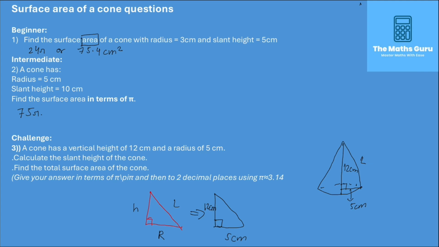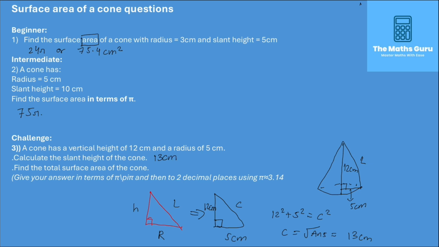If you guys remember from my Pythagoras theorem video, we can conduct 12 squared plus 5 squared is equal to our c squared. So 12 squared plus 5 squared, square rooted. So c is equal to the root of our answer, which is equal to 13 centimeters. So our slant height is 13 centimeters.